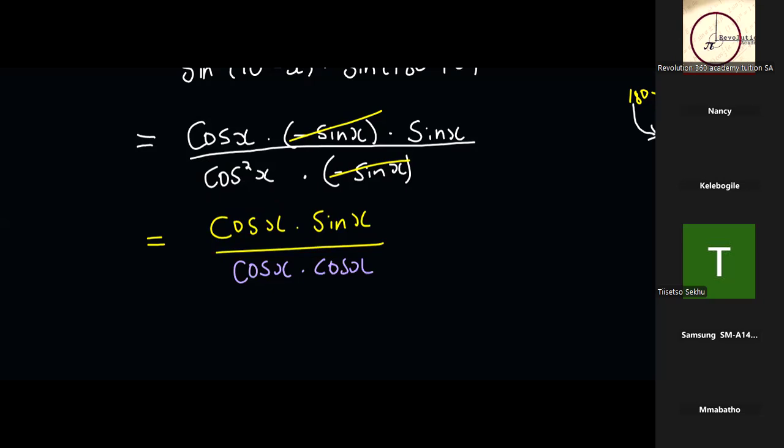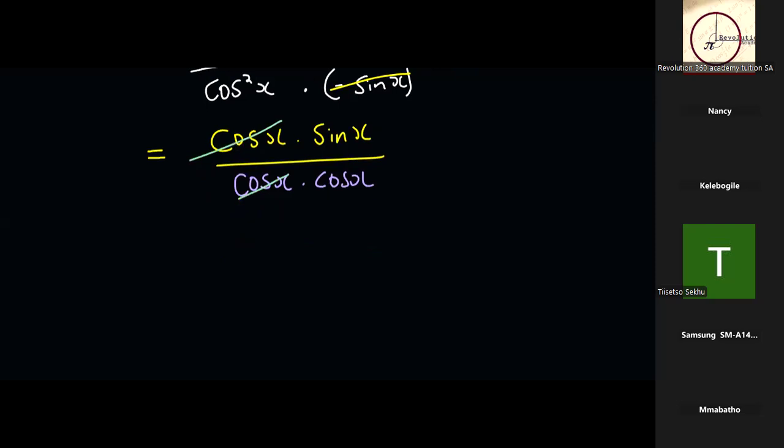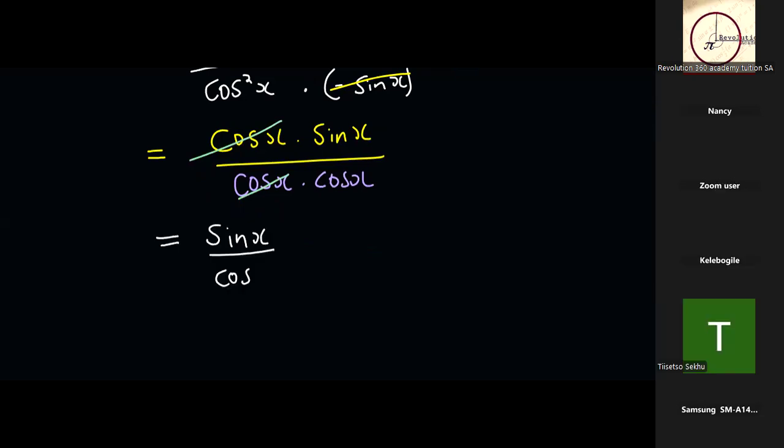Sin x over cos x. Yes. Then you write sin x over cos x. Remember, I told you that we have a formula: tan x is equal to what? Sin x all over cos x. So where you have sin x over cos x, you'll write tan x. So here the final answer is tan x. Maths is not difficult. You just need to know the basics. Then everything will be easy like that.